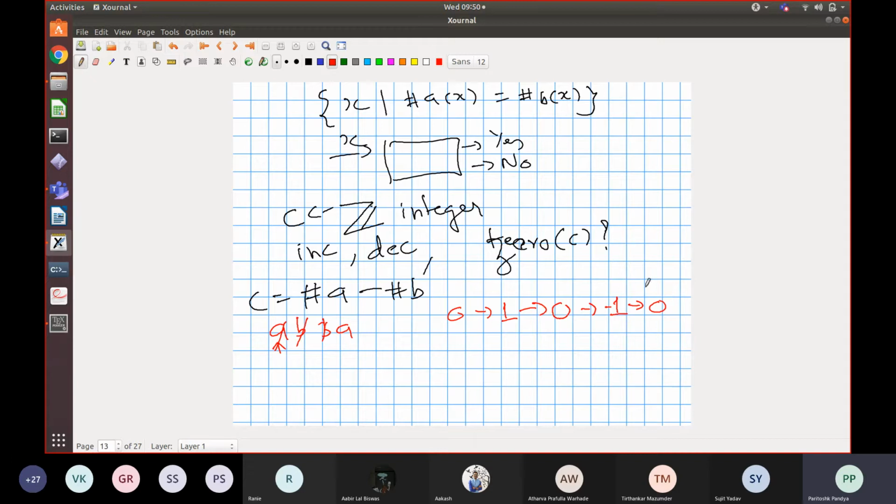And at the end, we check whether the counter is 0 or not. The counter becomes 0 only if the number of A's and the number of B's so far is equal. That is, the number of increments and decrements match. This is how it checks that the number of A's is equal to the number of B's. So is the working of the automaton clear?